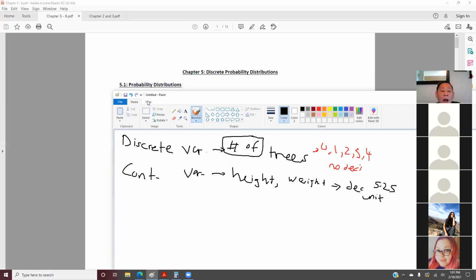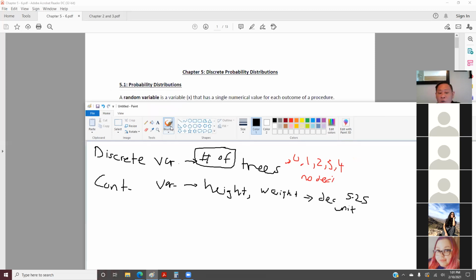Why I'm concentrating on this is because in chapter 5, we are doing the discrete case, and then in chapter 6, we're going to do the continuous case. So on my test, I won't tell you this is discrete or continuous, chapter 5 or chapter 6. You have to read the question.